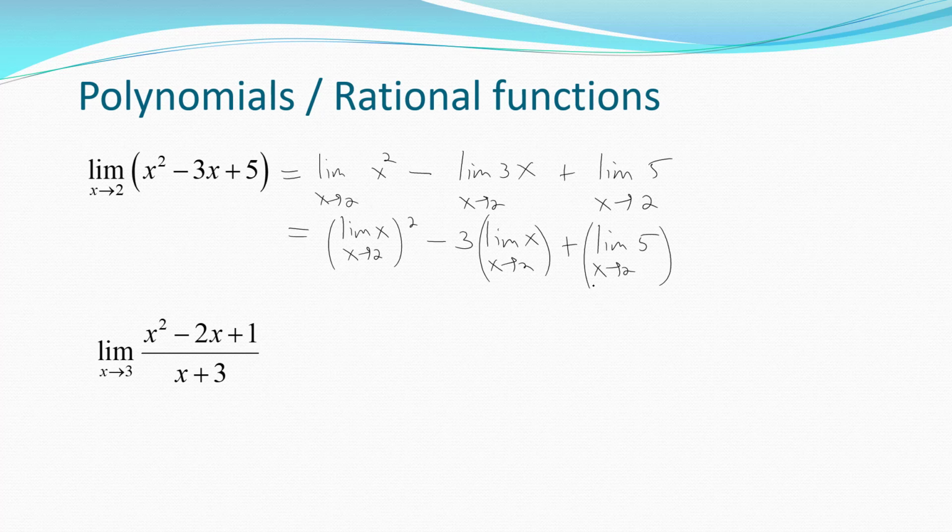Each of these new limits, we know what they equal. The limit of x as x approaches 2, that's just 2. And the limit of a constant as x approaches anything is just the constant. So the answer then is 4 minus 6, that's minus 2, plus 5, that's 3. So the function values get as close as you like to 3 as x approaches 2.